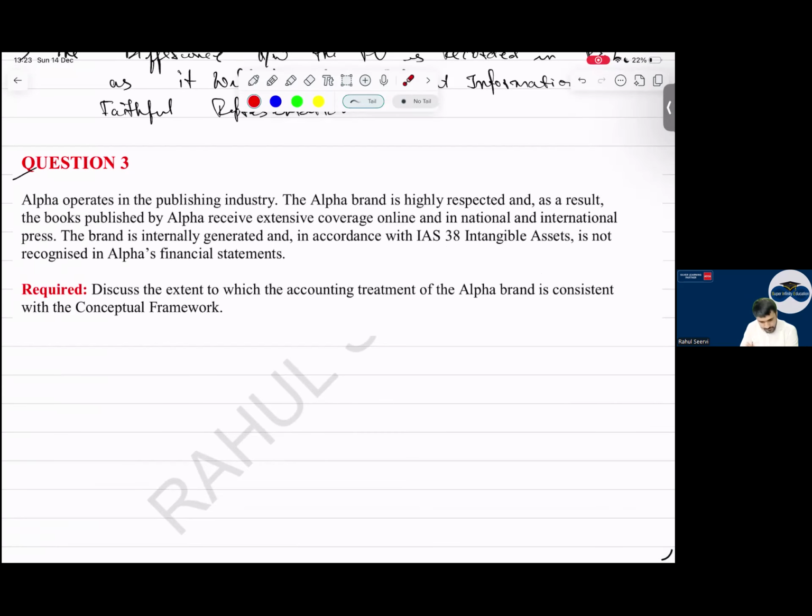Alpha operates in the publishing industry. The Alpha brand is highly respected, and as a result, the books published by Alpha receive extensive coverage online and in national and international press. The brand is internally generated and, in accordance with IAS 38, intangible assets is not recognized in Alpha financial statement required. Discuss the extent to which the accounting treatment of the Alpha brand is consistent with the conceptual framework.